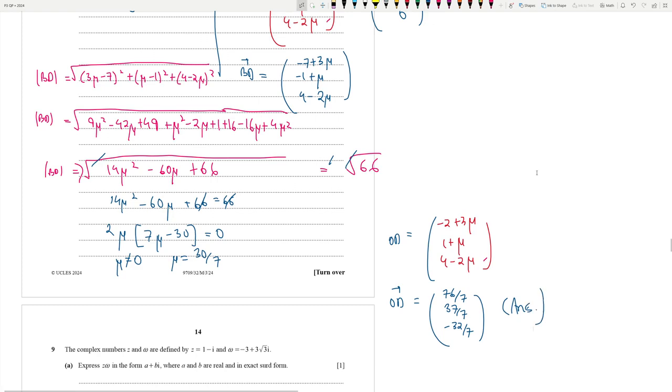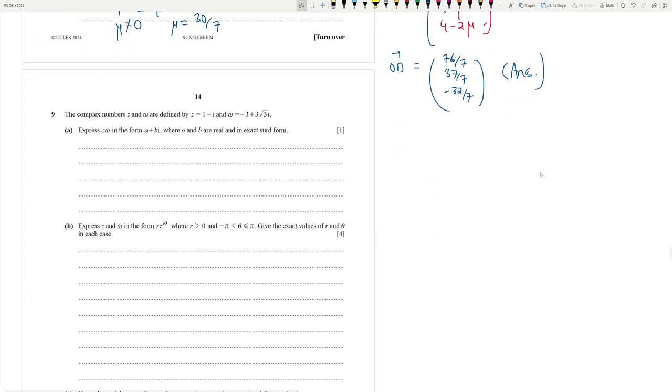Okay, let's move on to 9. The complex numbers z and omega are defined by this. Express z omega in this form. Fine. Z omega basically.